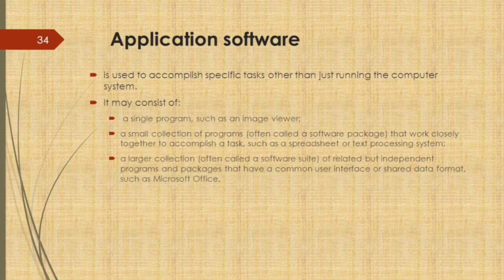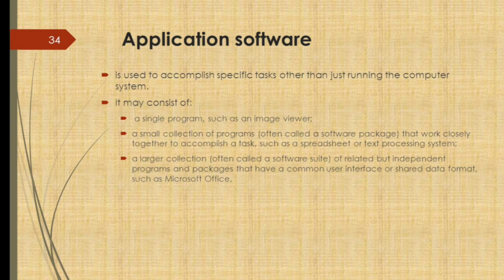Application software is used to accomplish a specific task other than just running the computer system. It may consist of a single program such as an image viewer, a small collection of programs often called a software package that work closely together, or a larger collection of related but independent programs and packages that have a common user interface or shared data format, such as Microsoft Office.